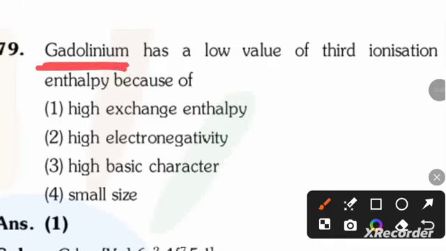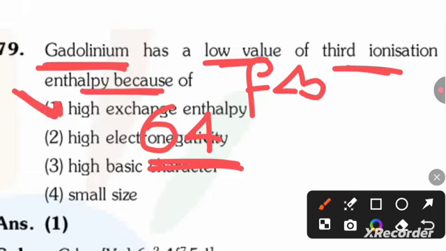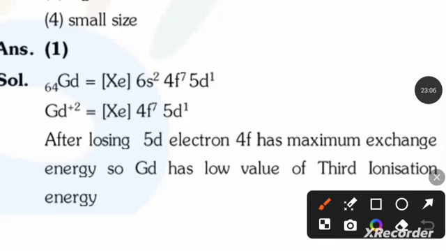Gadolinium is one of the F block elements with atomic number 64. Remember, gadolinium has a low value of third ionization enthalpy because of high exchange enthalpy. You can see, as its atomic number is 64, F block element, its electronic configuration is xenon 6s2, 4f7, 5d1.